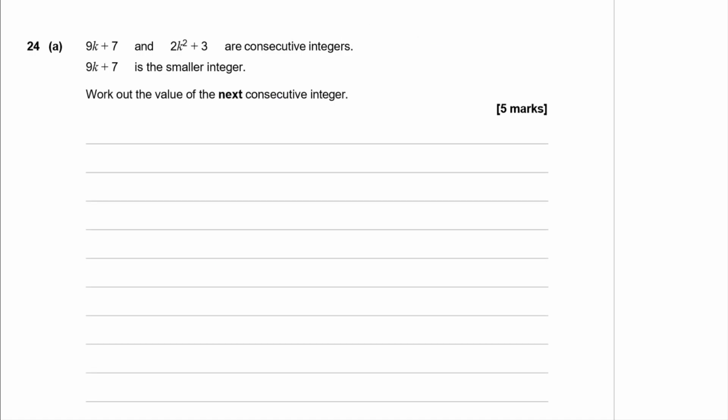Question 24a. 9k plus 7 and 2k squared plus 3 are consecutive integers. 9k plus 7 is the smaller integer. Work out the value of the next consecutive integer.